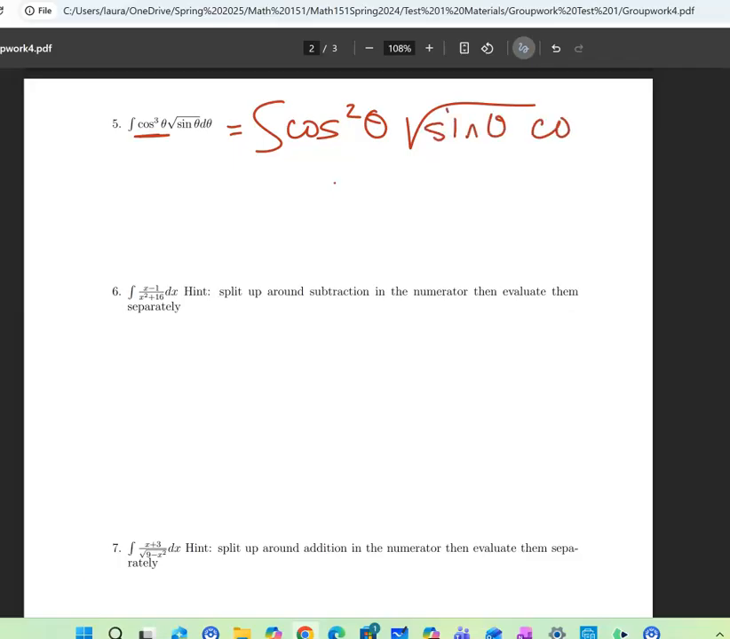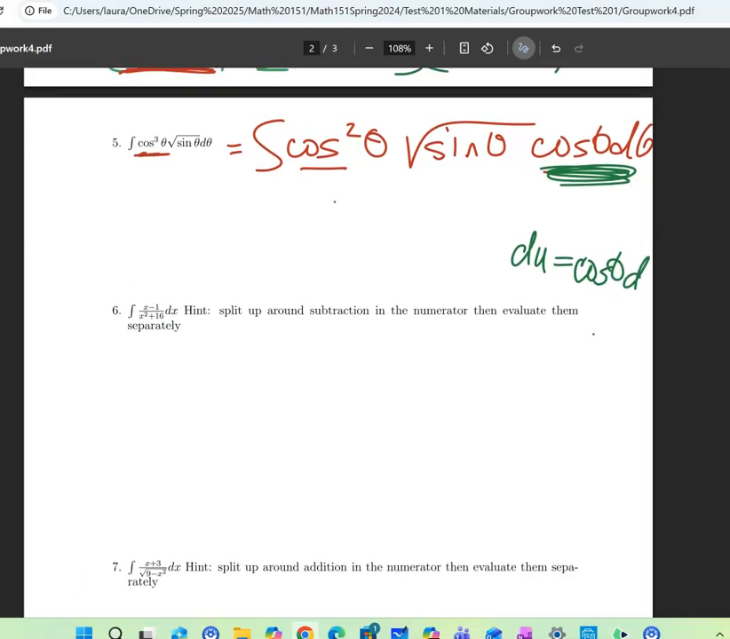And I'll put this cosine of theta d theta, right? Because cosine cubed is cosine squared and a cosine. Hey, wait a minute. Couldn't that make a good du? And if du is cosine, doesn't that mean u is sine? Oh, look at that. U is sine. That would take care of this.